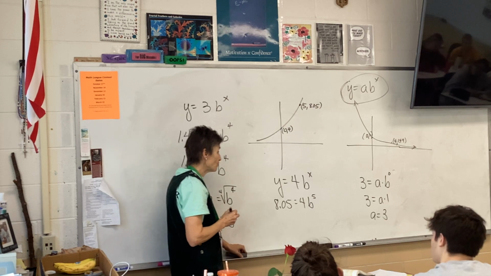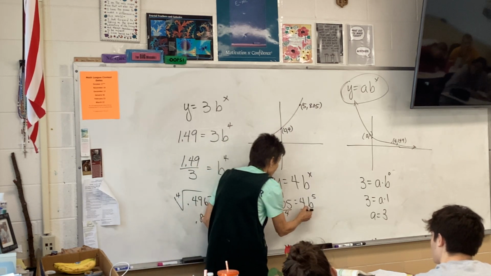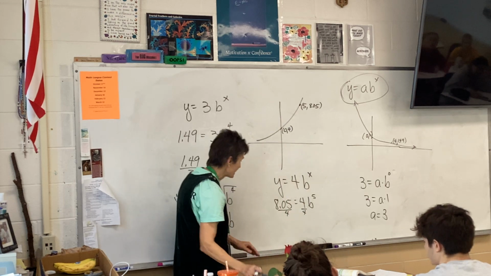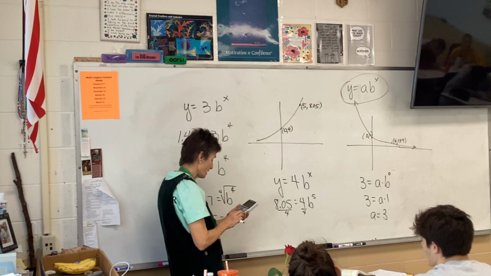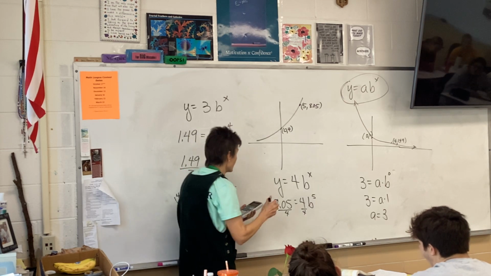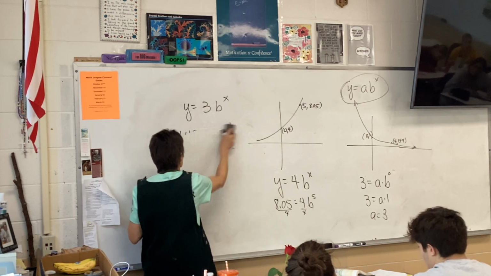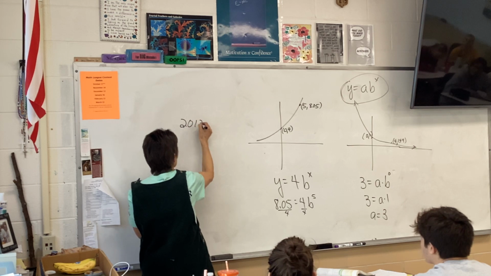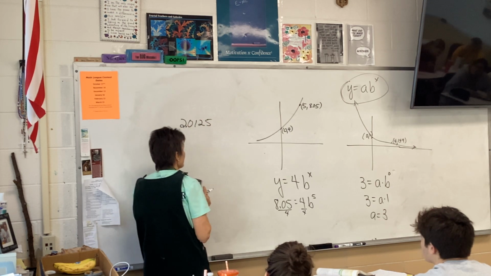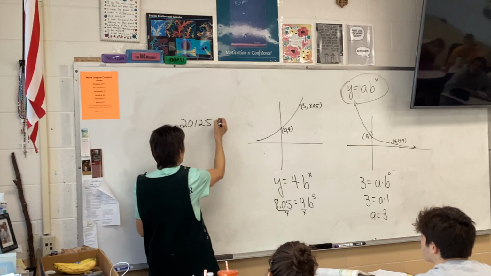So what did you do first? Divide by 4, that is going to be step 1. Please don't do anything else. We're going to divide, so 8.05 divided by 4. So I got 2.0125, and I'm going to go ahead, since it terminated, and keep all those decimal places as b to the 5th.